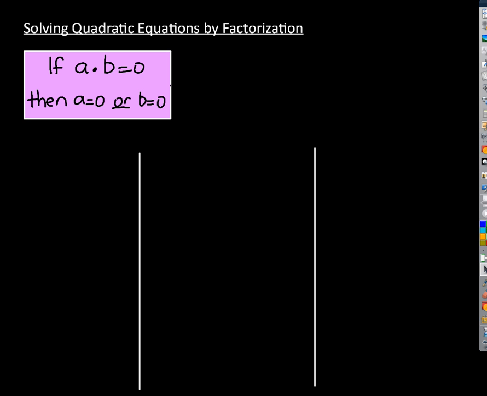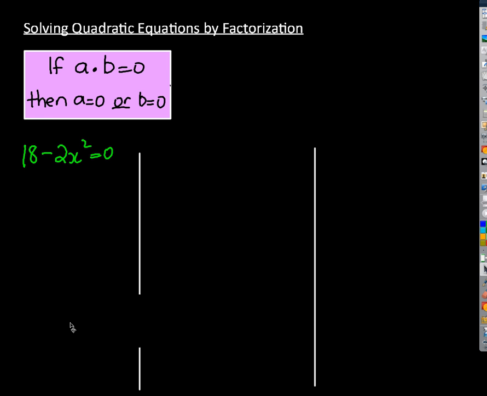Hey guys, today we're having a look at solving quadratic equations through factorisation. So just a little reminder that if we have a product of two things equaling 0, then one or the other of those things can be 0. So if you've got A times B equals 0, then either A equals 0 or B can be 0. Okay, so using that, let's have a look at our first one.